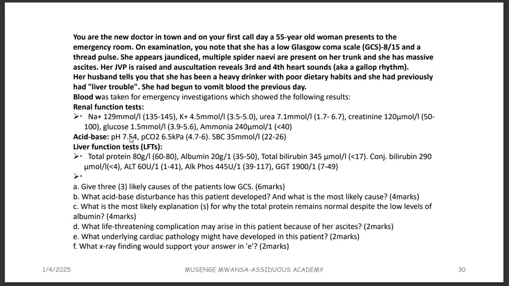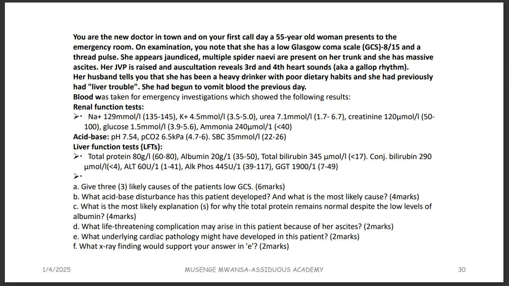Look at the pH, 7.54. It's not too far from the normal, so there's actually some compensation here. So we are saying this is metabolic alkalosis with respiratory compensation.